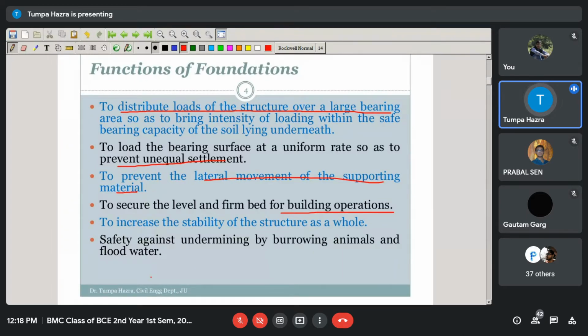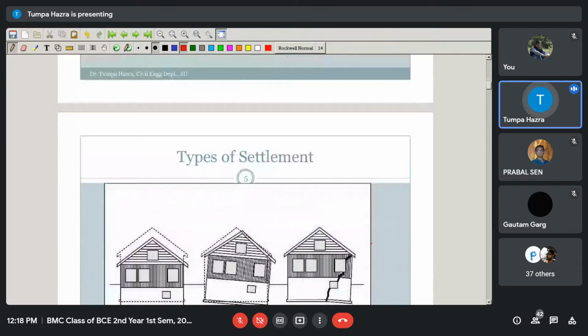Then to increase the stability of the structure as a whole, this is a very important function of the foundation. And not only that, the function of the foundation is to provide safety against undermining by different burrowing animals like rats, moles, etc., as well as flood water.